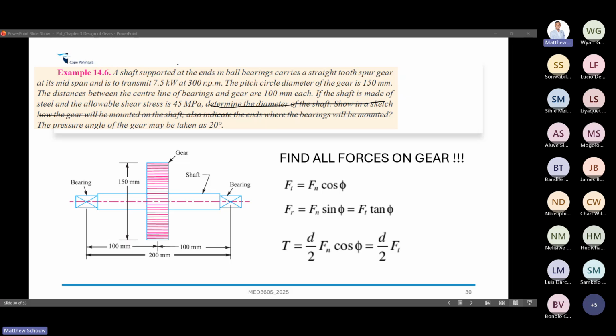You guys with me? Are there any questions? Yes. I was looking at FR equal to FN sine phi, equivalent to FT tan phi. I was a bit confused as to how it became FT tan phi from FN sine phi, which is FR.